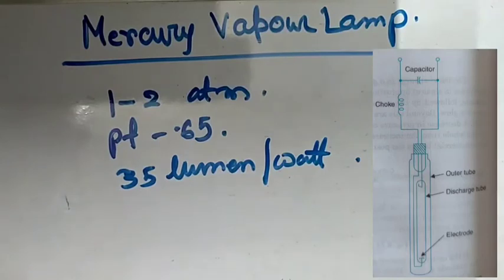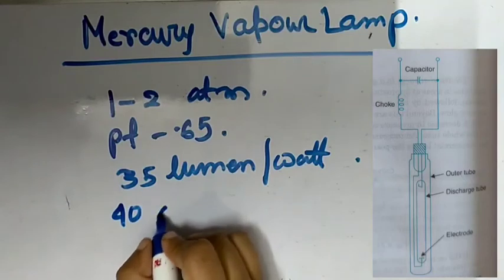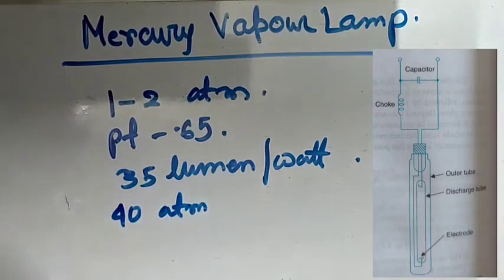Now, a still more recent development in the mercury vapor lamp is an ultra high pressure lamp operating at 40 atmospheres, which has an efficiency comparable with the sodium vapor lamp, and these lamps are used for outdoor and industrial lighting. Okay, next is the fluorescent lamp.